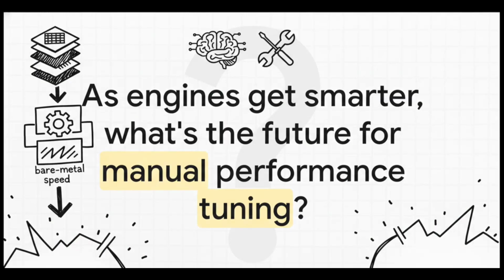So I've gone on this whole journey, from the high-level data frame you write your code with, down through the clever planning of the Catalyst optimizer, into the real-time adjustments of AQE, and finally all the way to the bare metal speed of the Photon engine. Each layer just adds more and more automatic intelligence. It really leaves us with a fascinating question to think about. As these systems get smarter and smarter, what's the future role for us, the developers, when it comes to performance tuning?